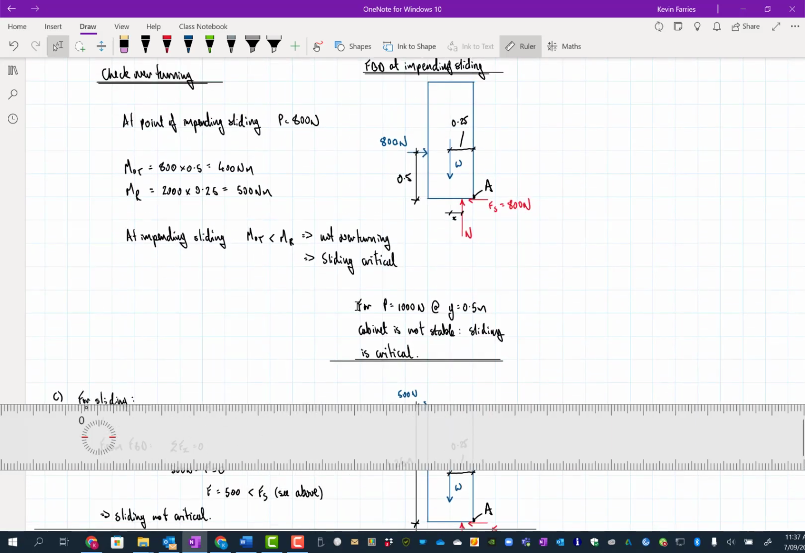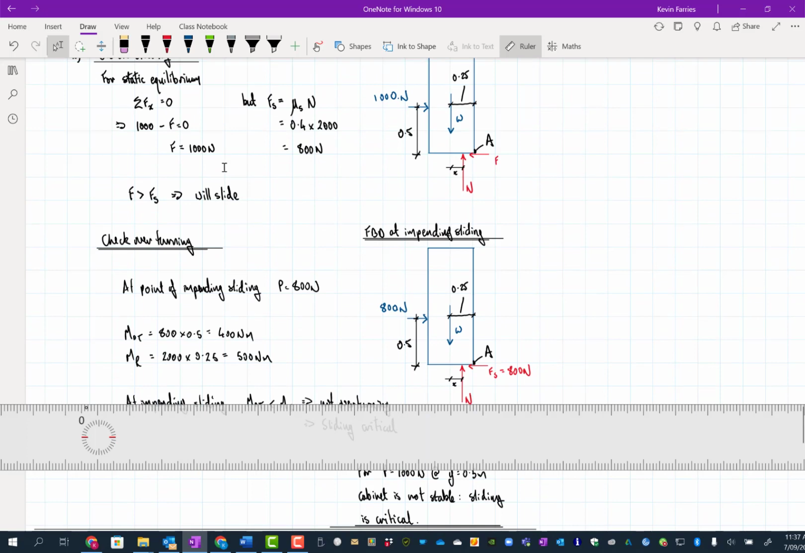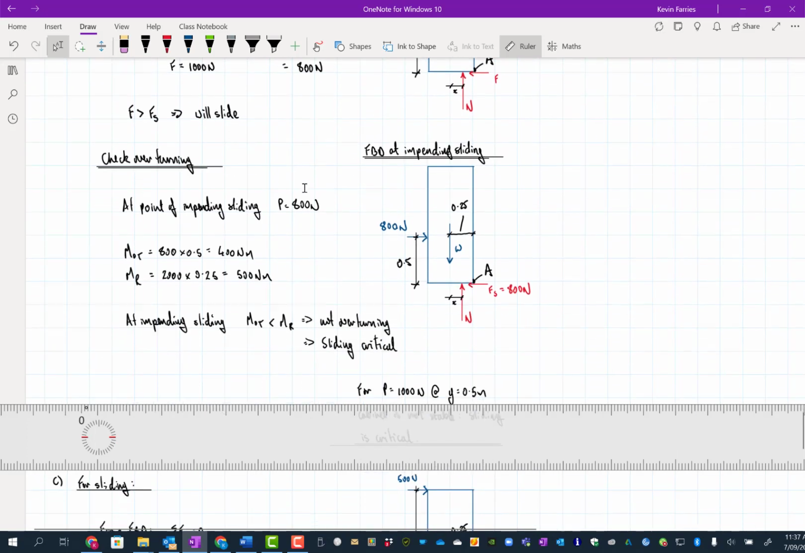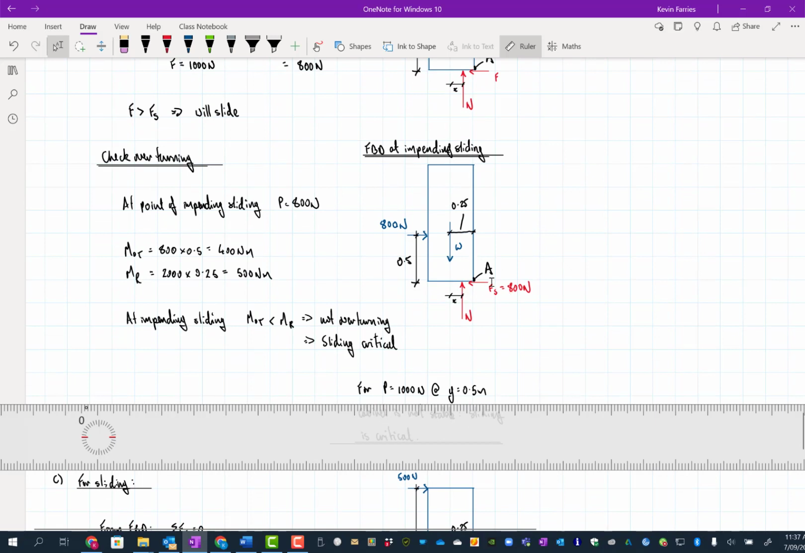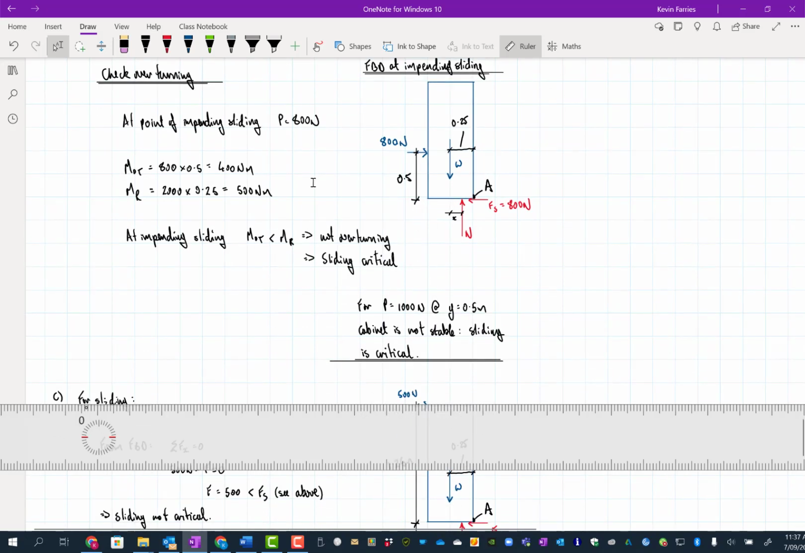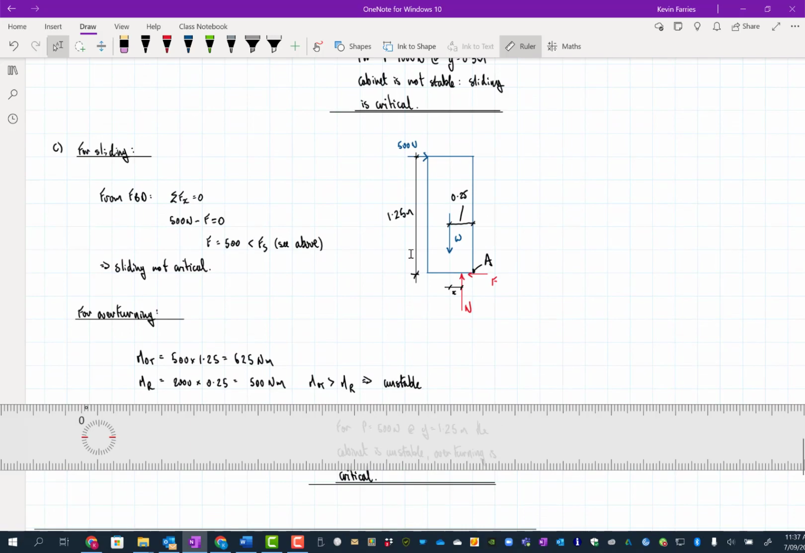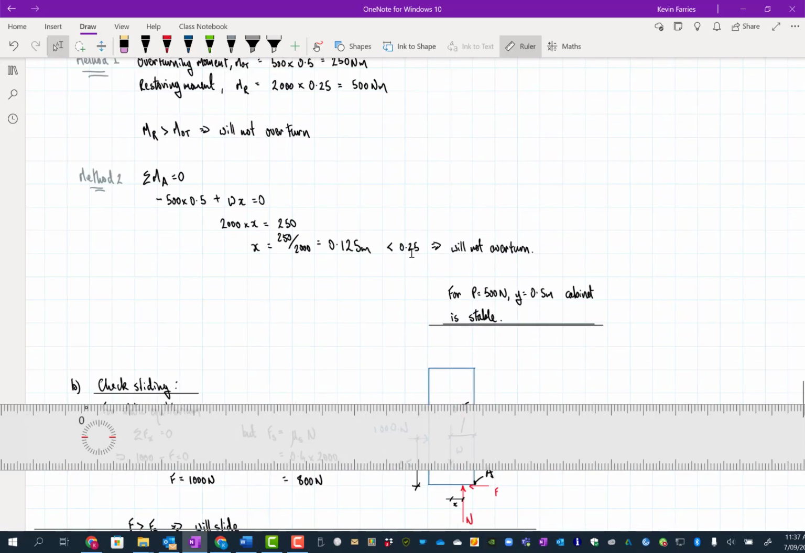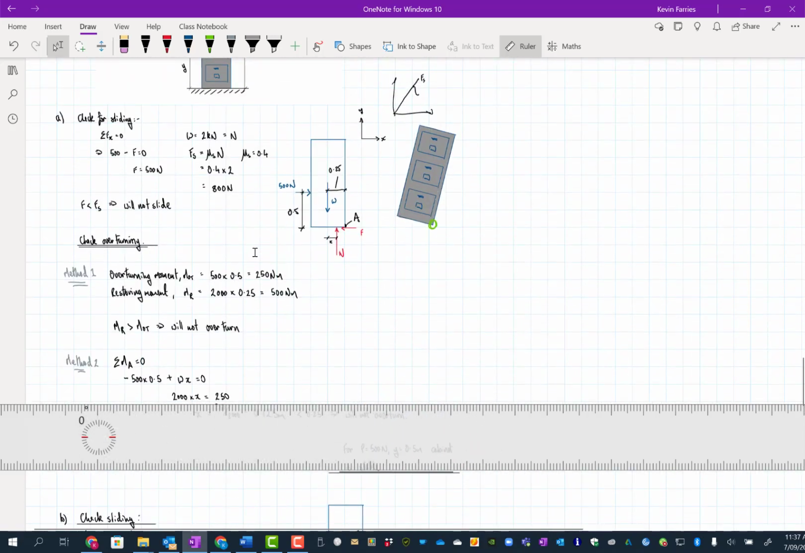And what you might want to do is check, so say it will slide, but it's asked you which mode of failure is critical. Well, what you do is you put in that frictional force, the maximum frictional force you can get, and check whether it would overturn for that maximum frictional force. And if it would overturn for that, then overturning is going to be critical. Hopefully that makes sense. Have a think through it. If it doesn't, try and figure it out for yourself or have a look online.